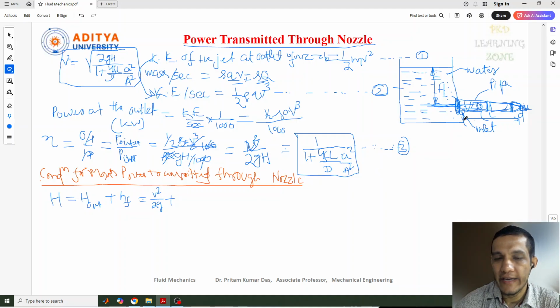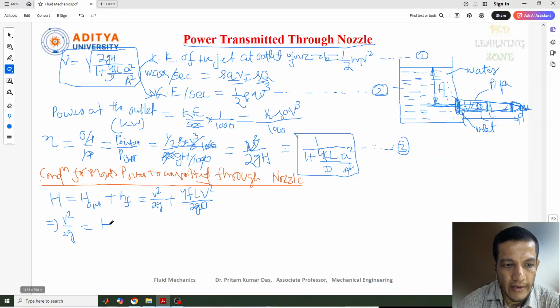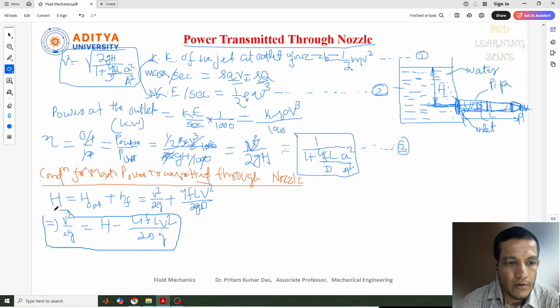hf, as we already discussed many times, is the loss of head due to friction in the pipe. So this is the major loss. We can write the formula for this: 4fLV² by 2gD. Now from this equation I can write V² by 2g equal to H minus 4fLV² by 2gD. Let's give this as box one.